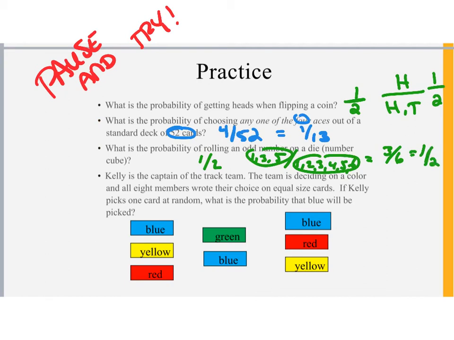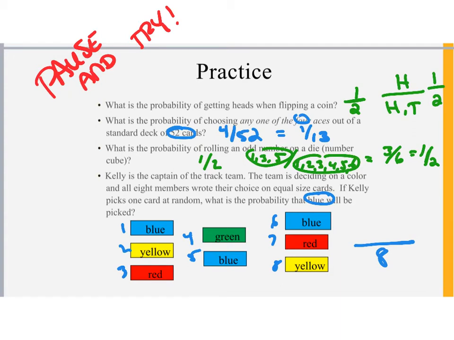Kelly is the captain of a track team. The team is deciding on a color, and all 8 members wrote their choice on equally sized cards. If Kelly picks one card at random, what is the probability that blue will be picked? Well, first we need to look at how many different possible outcomes there are. There are 1, 2, 3, 4, 5, 6, 7, 8 cards. So there's a 1 out of 8 chance that each of these cards is selected.